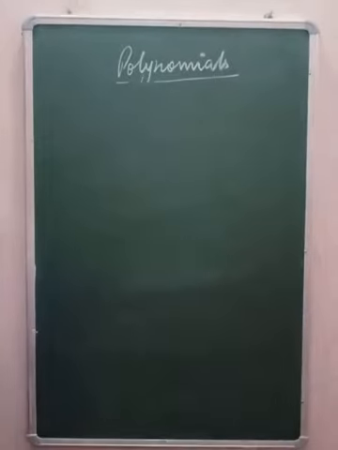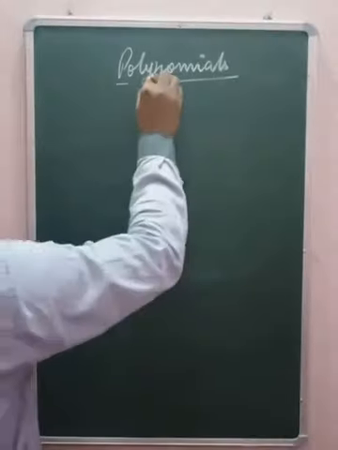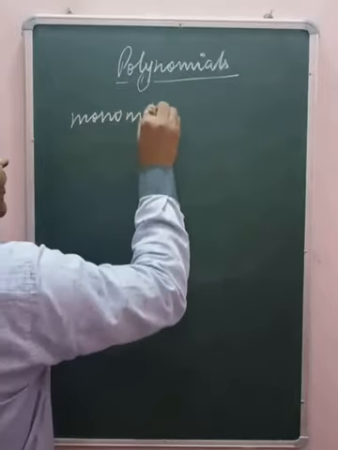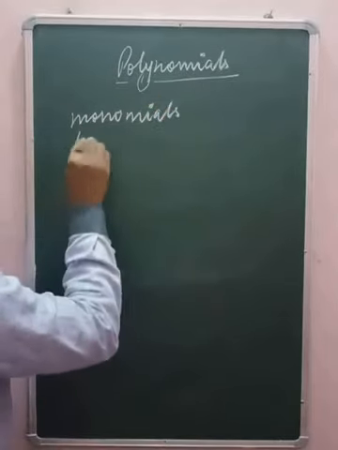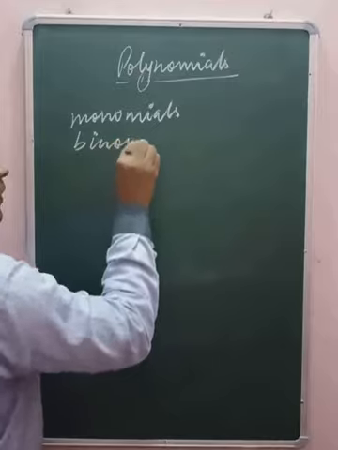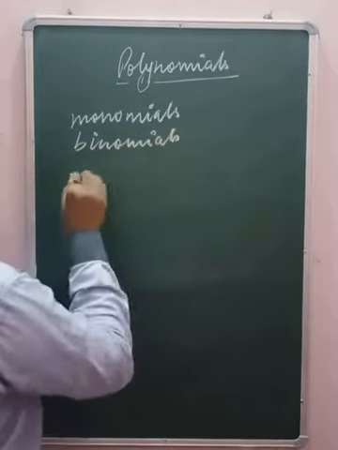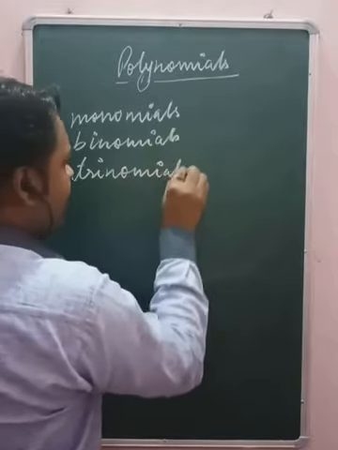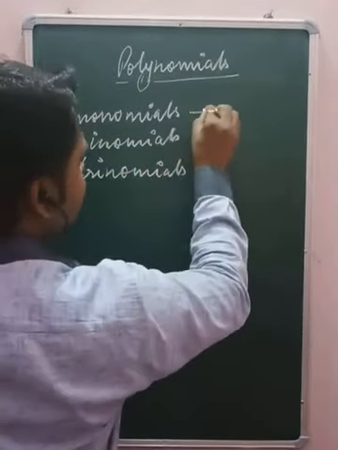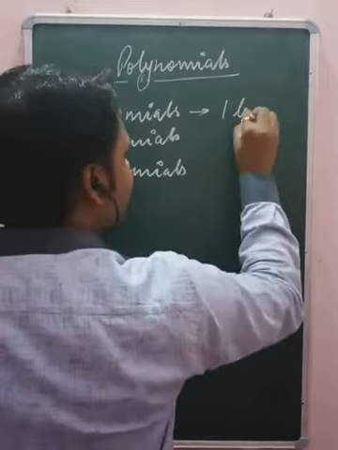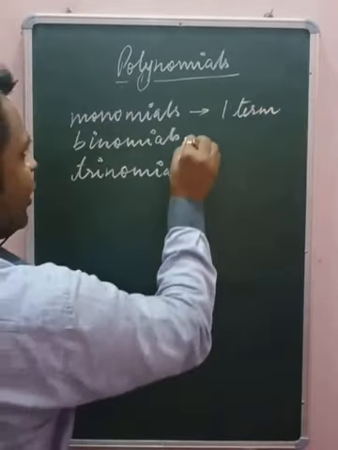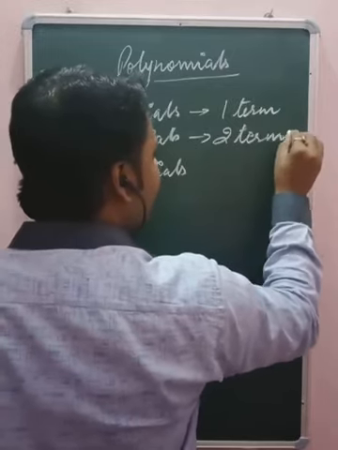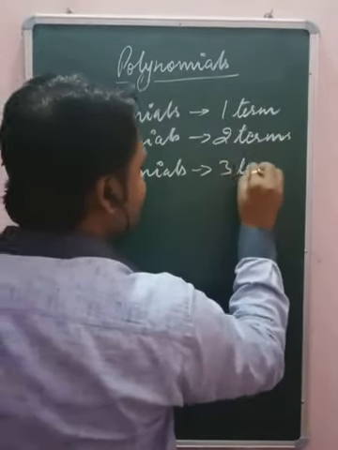On the basis of terms, we can divide them into monomials, binomials, trinomials. In monomials we have only one term. In binomials we have two terms. And in trinomials we have three terms.